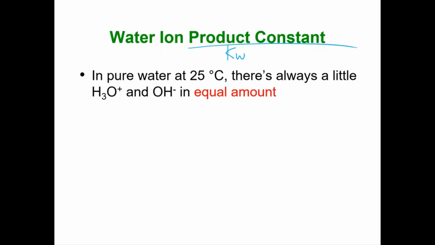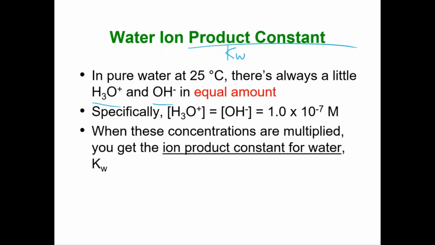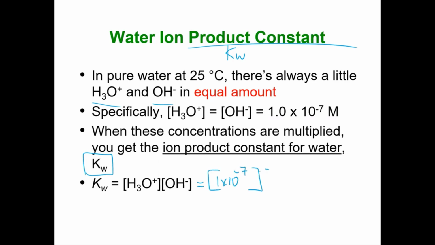But Kw measures the amount of hydronium. So specifically, if they're equal, we can make an ion product constant for water. And how do we do that? Well, we say the constant is Kw, and we set it equal to the hydronium concentration times the hydroxide concentration. And didn't I just say that the hydronium concentration is 10 to the minus 7 molar, right? And the hydroxide's equal, right?